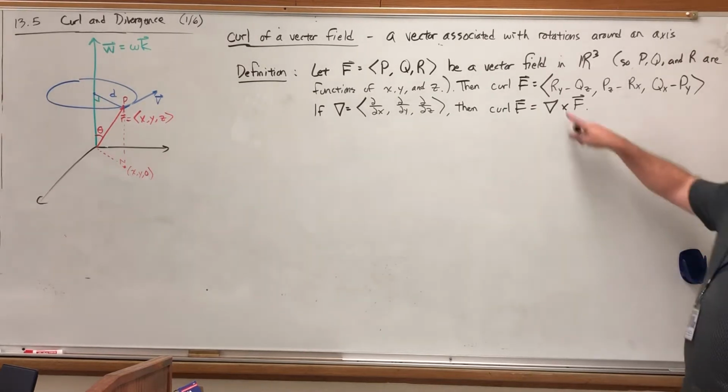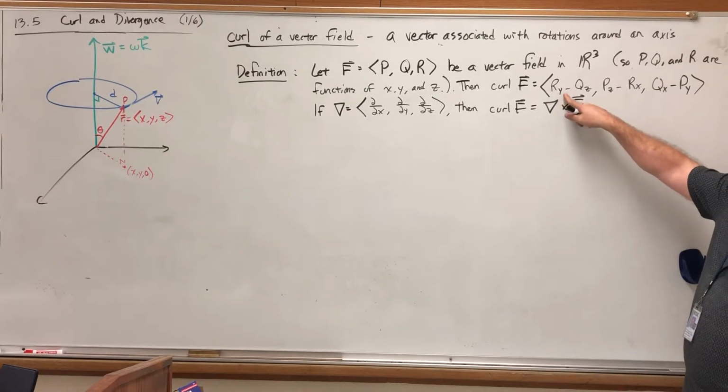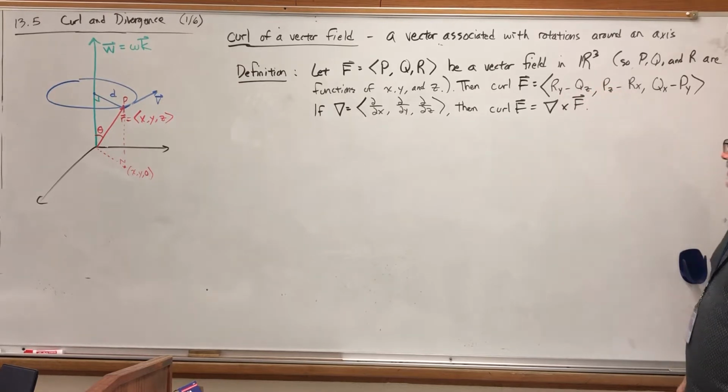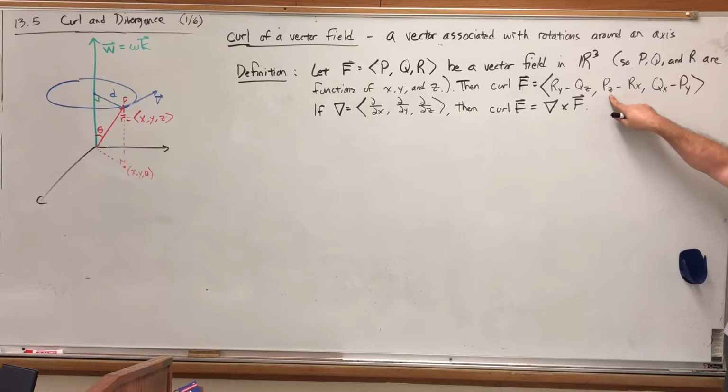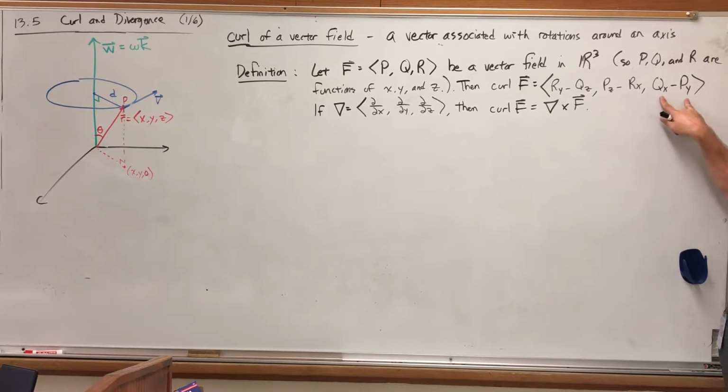The first component is partial of R with respect to y minus partial of Q with respect to z. The second component is the partial of P with respect to z minus the partial of R with respect to x. And the third component is the partial of Q with respect to x minus the partial of P with respect to y. You may recognize this third component as the integrand for the double integral in Green's theorem.